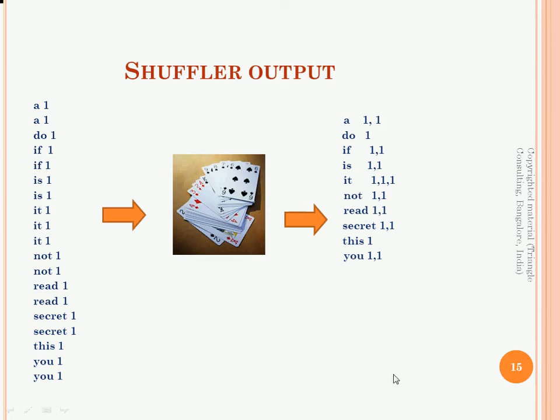So you can have a detailed look at what's happening to the output of the sort phase, which goes as an input to the shuffle phase, and the output of the shuffle phase is going to look like this.